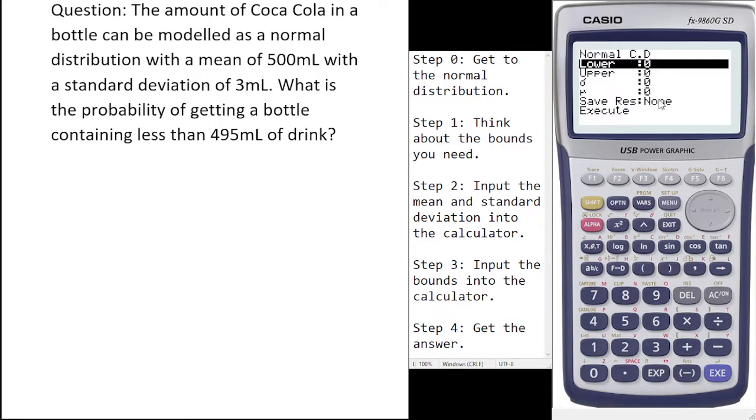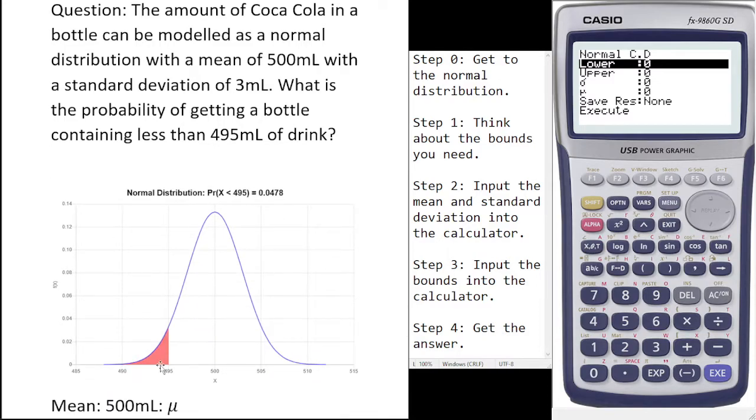Now we're in this menu, we need to figure out what these numbers must be. We can get some of this from the question and look at what we need to find. The graph that we are looking at looks something like this. Your x is going to be 495. We're looking at anything below that and going into negative infinity.